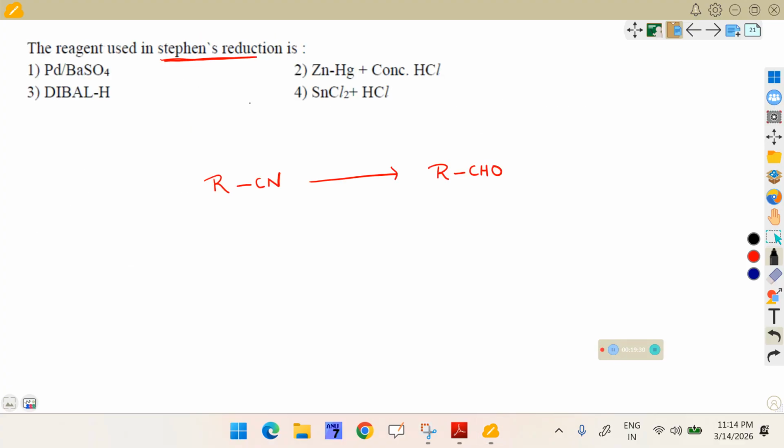See the next question. The reagent used in Stephen reduction. What is Stephen reduction? Cyanides or nitriles are converted to aldehydes. Nitriles undergo reduction in the presence of SnCl2 and HCl, and then give aldehydes. So the fourth option is the correct option.